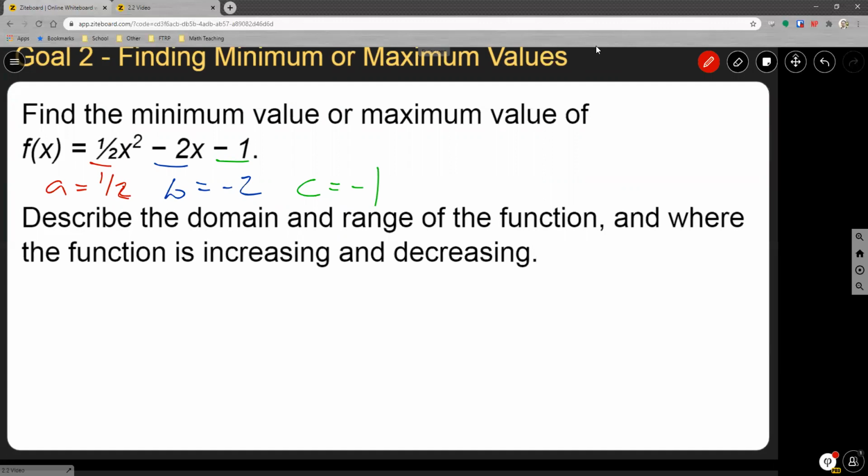How I can figure that out easily is just by looking at the a value. My a value is 1/2. That means I've got a positive a value, which means my graph is going to be pointed upwards. Since it's 1/2, it's going to probably look a little bit like this because it's going to be vertically shrunk. So I know it's going to be a minimum value that we're going to have because my vertex is going to be at the very bottom of this graph.